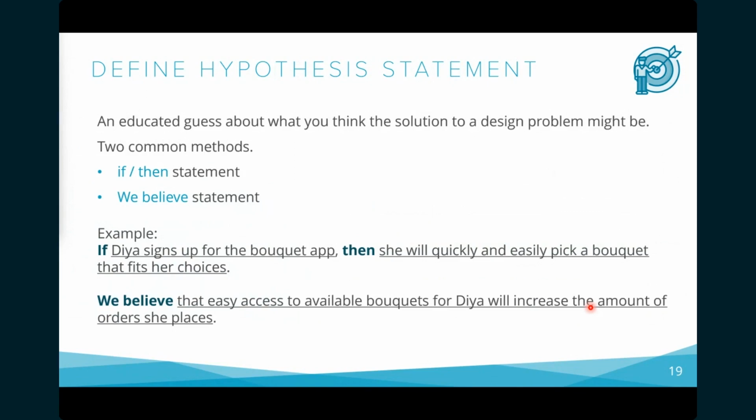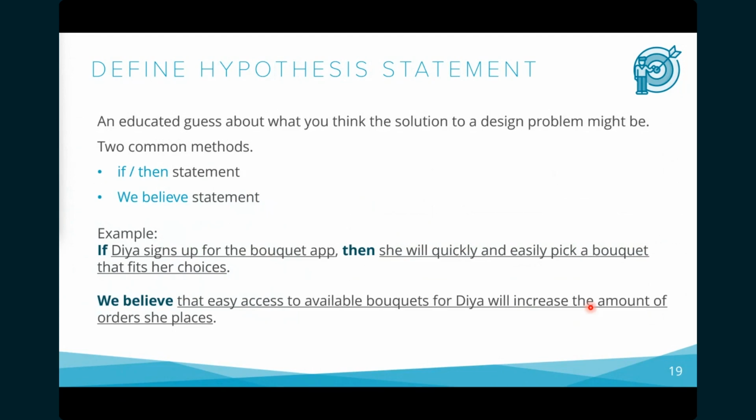A problem statement is then followed by a hypothesis statement. So, what exactly is a hypothesis statement? Well, it is an educated guess about what you think the solution to a design problem might be. So, it is just a guess. It is just a might be.